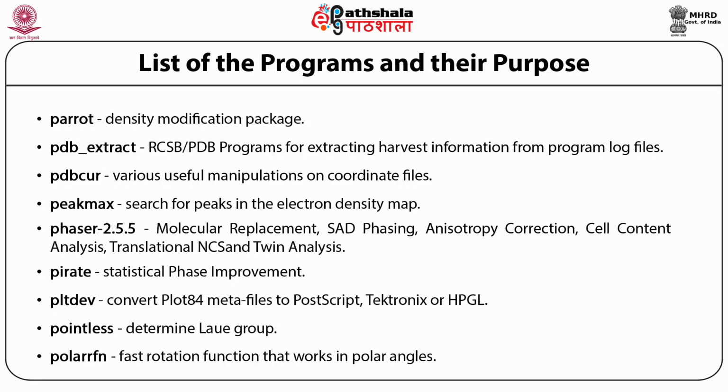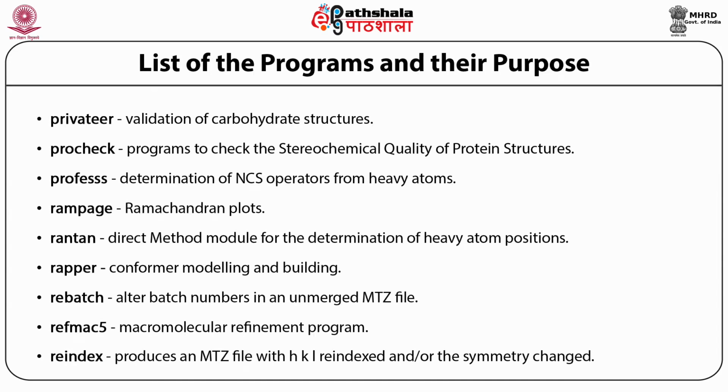Again, we have a program for a density modification package called Parrot, and we have the important program called Phaser for doing molecular replacement, single wavelength anomalous diffraction phasing, anisotropy correction, cell content analysis, translation, non-crystallographic symmetry, and twin analysis. It's a very big and important program. Then to determine the Laue group, we have a program called Pointless. For fast rotation function that works in polar angles, we have a program called POLARRFN. We have an important program called PROCHECK. These are the programs to check the stereochemical quality of protein structures you are predicting on the basis of your structure determination.